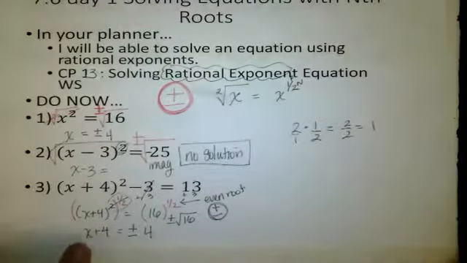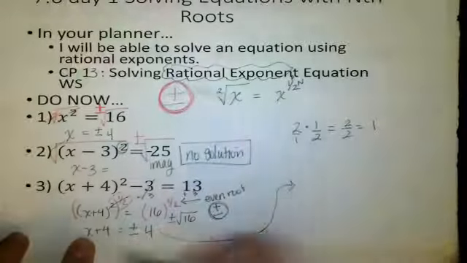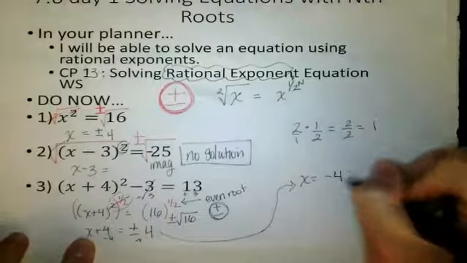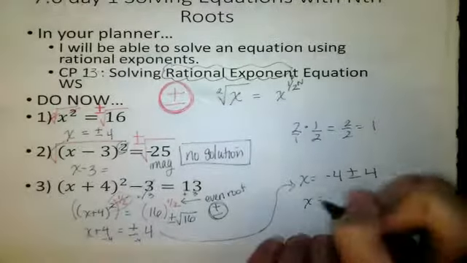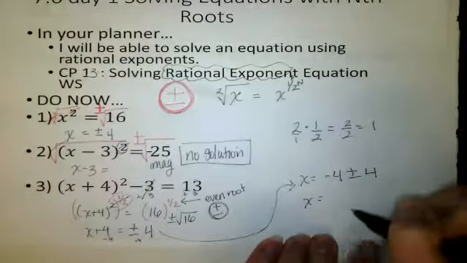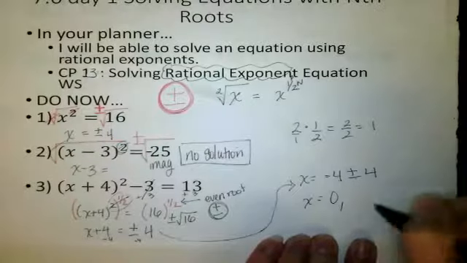Today, is x by itself? Not quite yet. So I'm going to subtract the 4 and move it over. So I get x equals -4 plus or minus 4, which we're not done yet. What is -4 plus 4? 0. And then -4 minus 4.